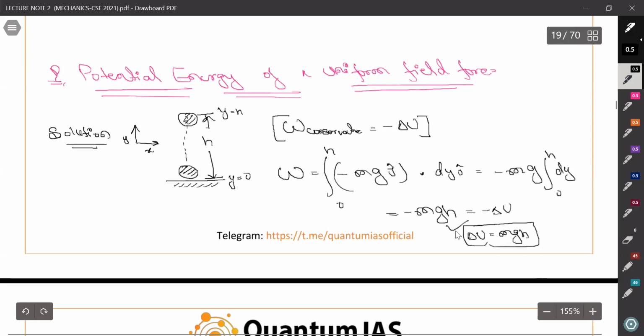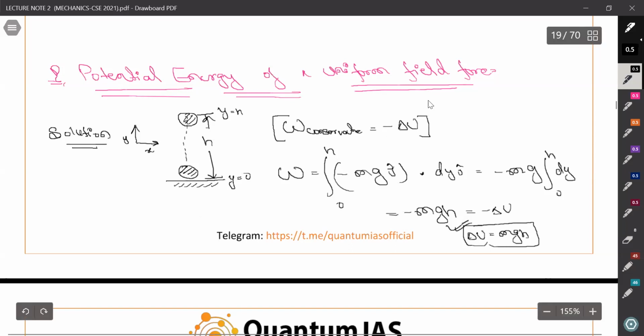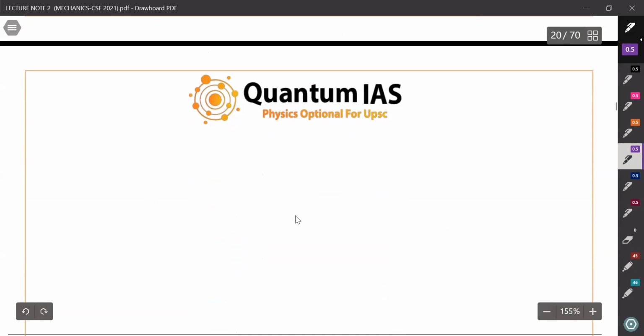So the potential energy increases by mgh. Also note one thing: it is the difference in potential energy. If it has potential energy 100 joule here, it will be mgh plus 100 joule there. So it is the difference in the energy that matters.